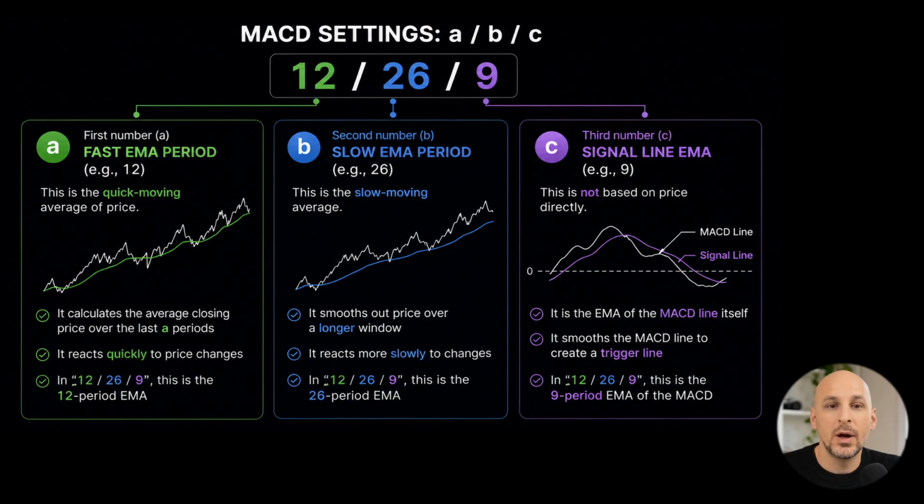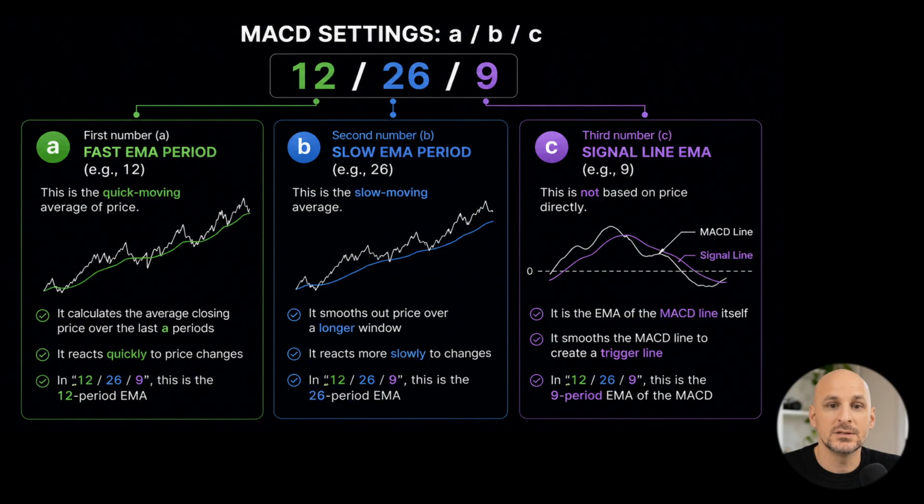The first number, 12, is the fast moving average. It tracks the average closing price over the last 12 periods. The second number, 26, is the slow moving average. It tracks the average closing price over the last 26 periods.